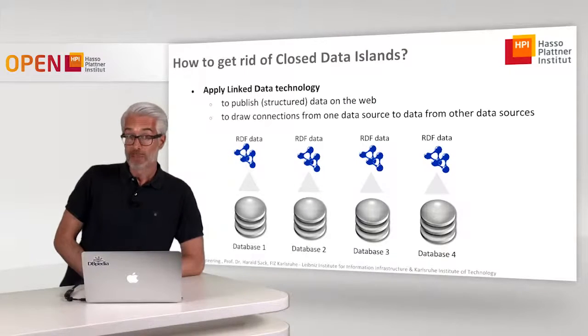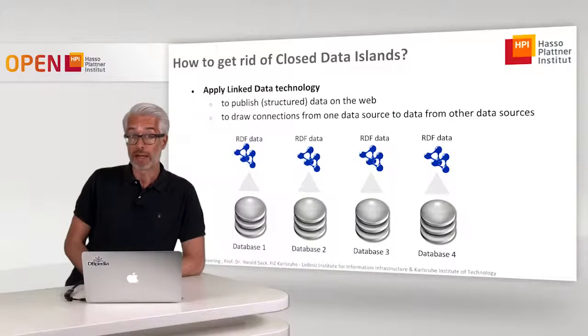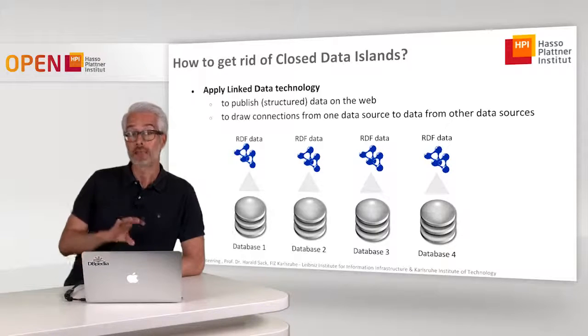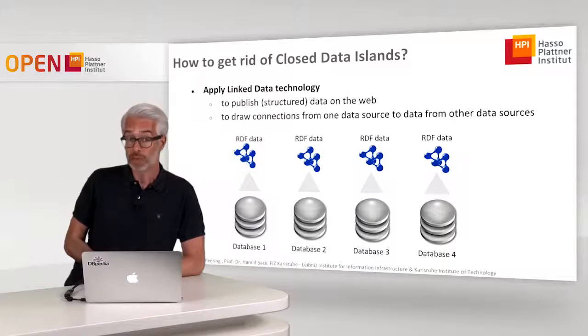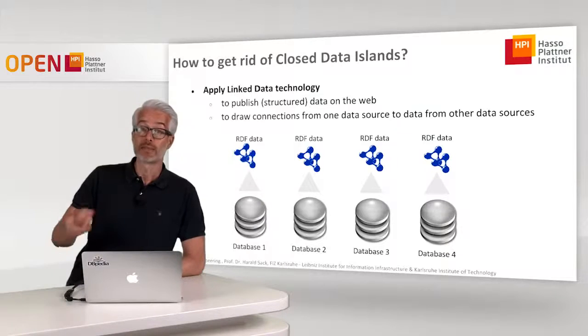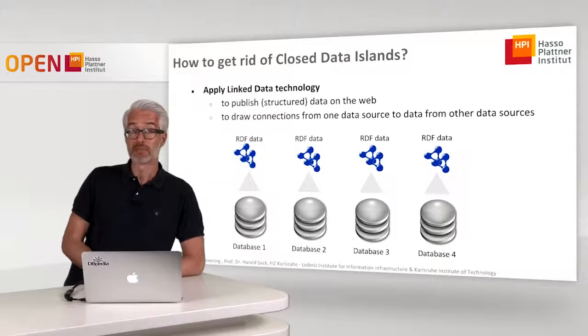How do we get rid of these closed data islands? Simply by applying linked data technology that we already have heard of. Because linked data is structured data available on the web, and this data follows a simple unified API. The unified API means all data is structured according to RDF, so RDF is the general exchange data format, and the access usually is performed via traditional web technology. So you access via HTTP, and data entities are identified via URIs.